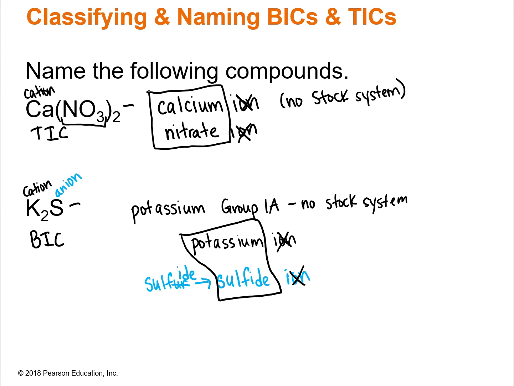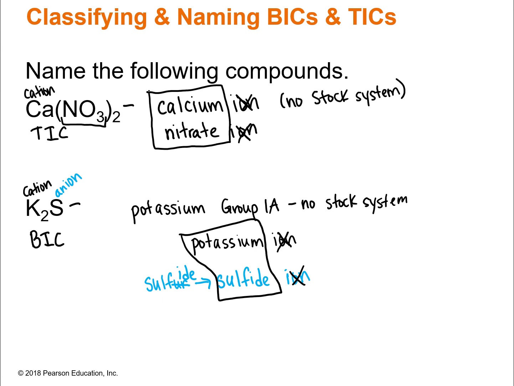So I think one person got close to this. You have to remember, if you don't need to use the stock system, then there's no need to have any numbers after the cation. So the name of the game is name the cation, name the anion, and then put them together.